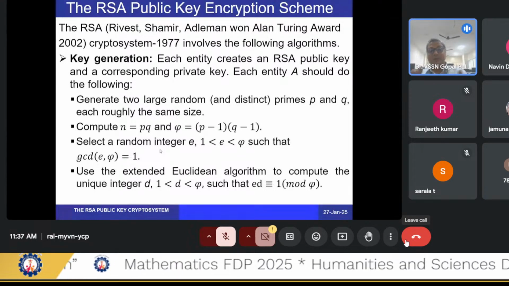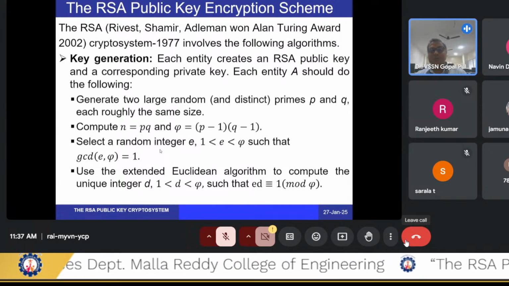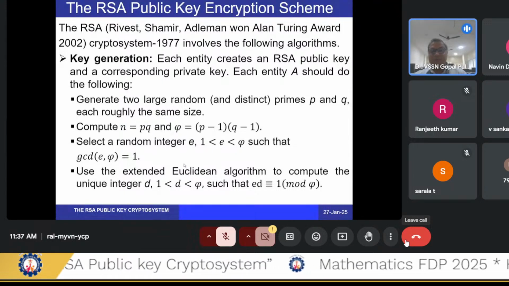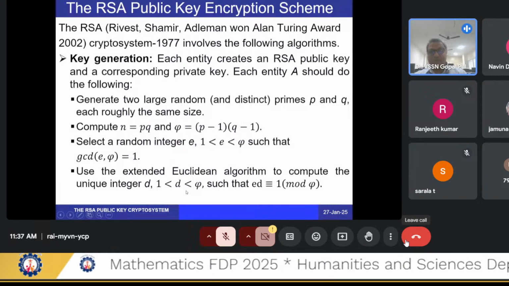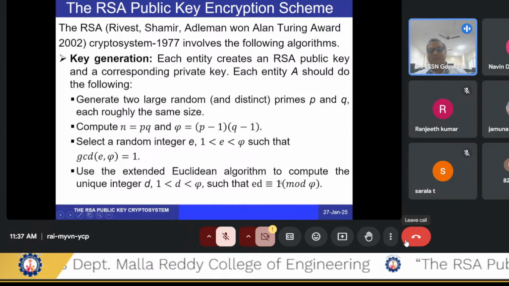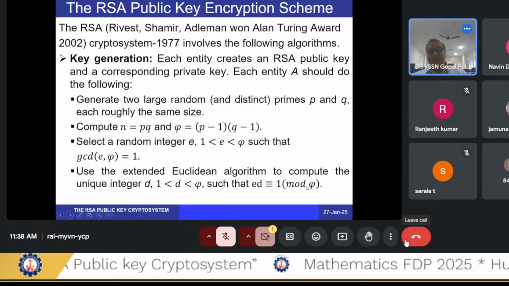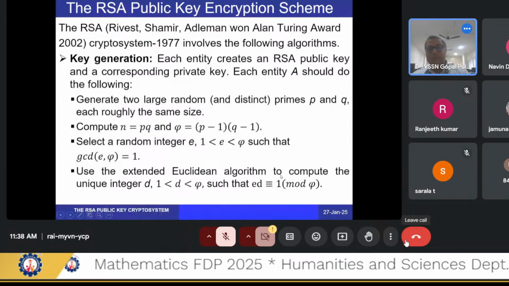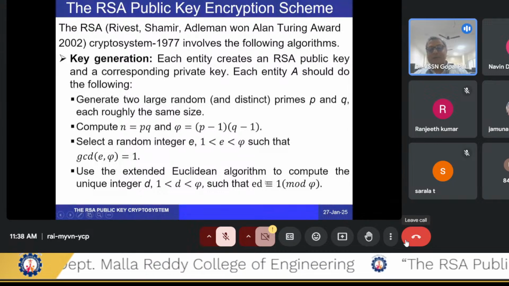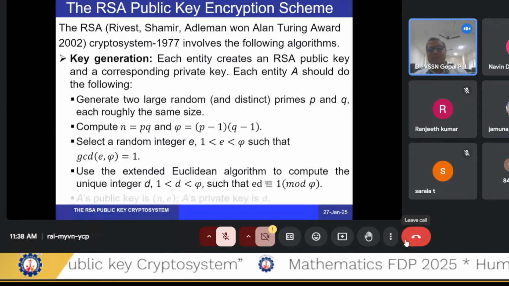Then the entity uses the extended Euclidean algorithm to compute a unique integer d, which is also between 1 and phi, such that e multiplied by d gives remainder 1 when divided by phi of n. What is the meaning here? e times d gives 1 means e and d are multiplicative inverses of each other, right?